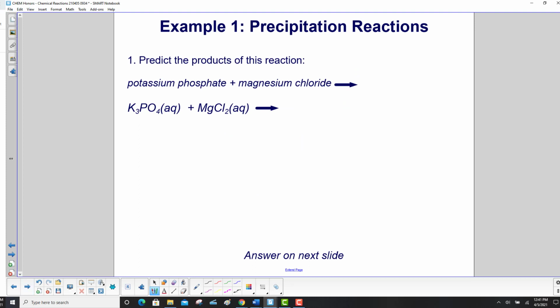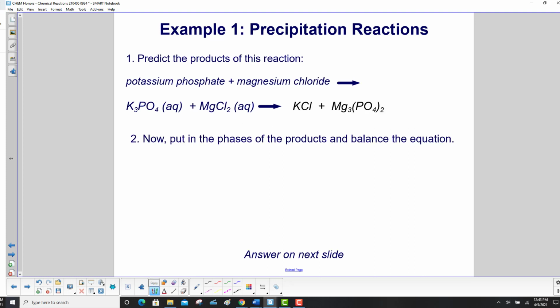Predict the products of this reaction. Potassium phosphate plus magnesium chloride. The answer will be on the next slide. Potassium is going to switch from having phosphate to having chloride, and the magnesium will then group with phosphate. Next, put in the phases of the products, whether they're aqueous or solid, and balance the equation.